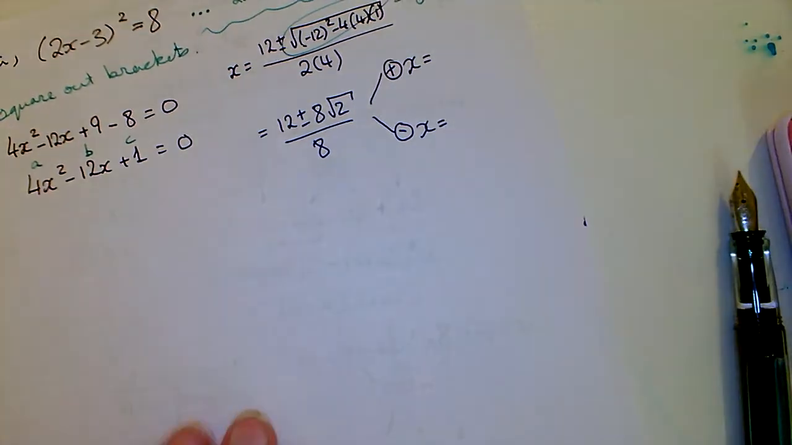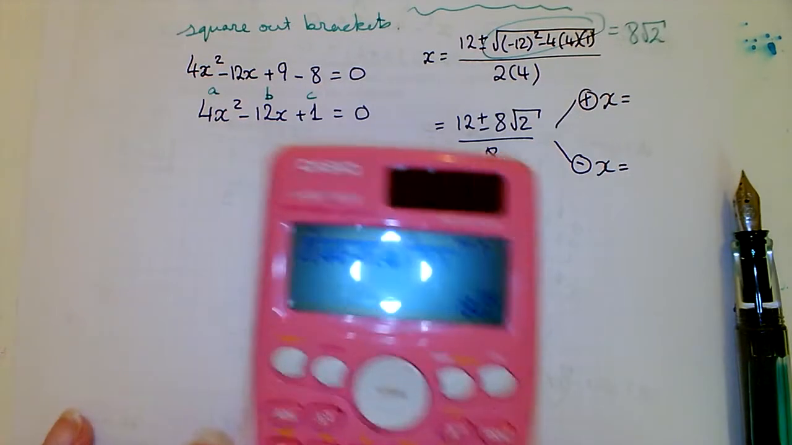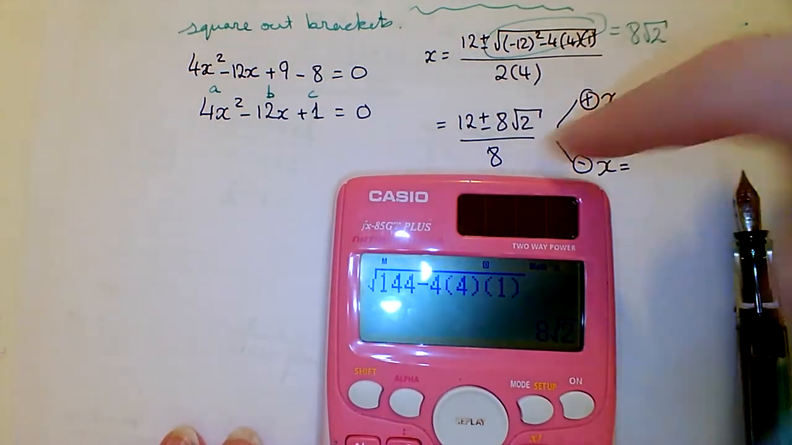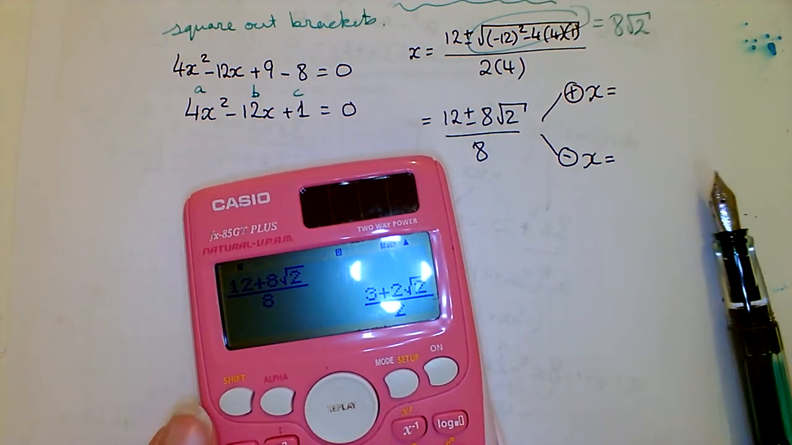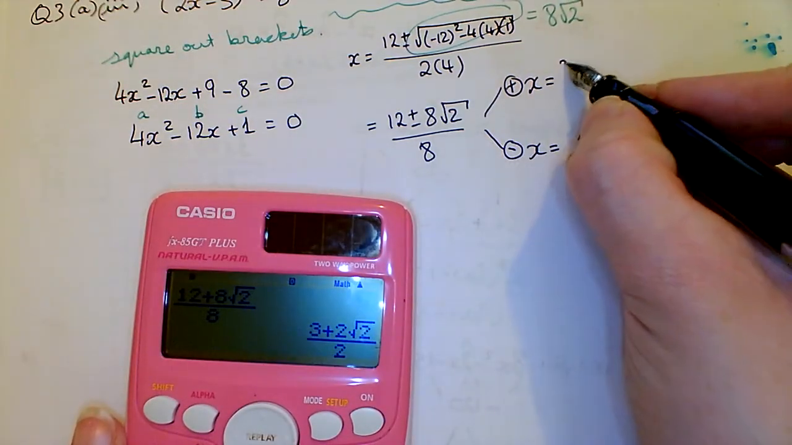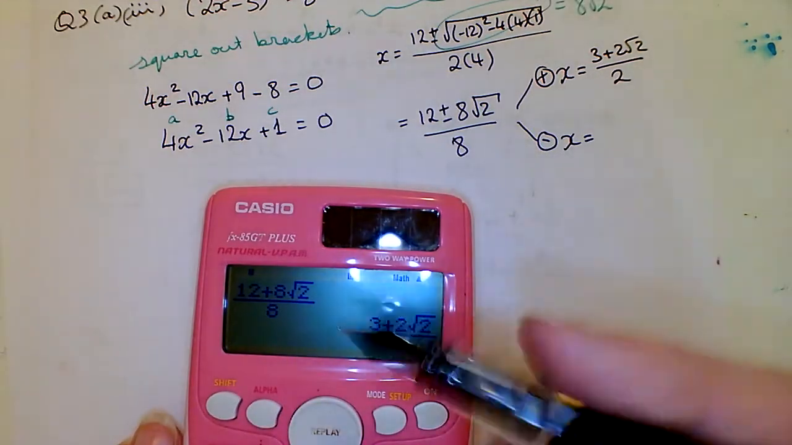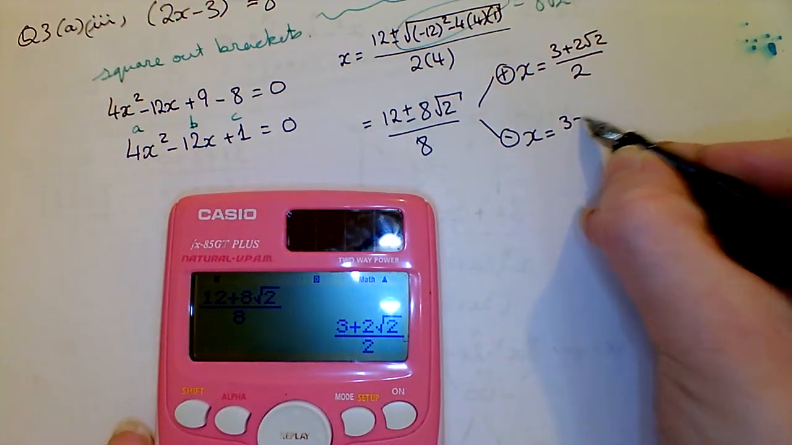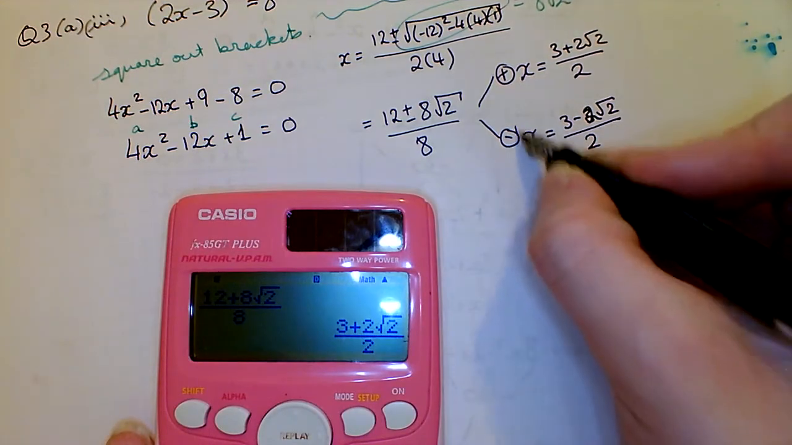x is equal to what? And they've asked us to leave our answer in surd form. But the great thing is the calculator can do all the heavy lifting for us here. So this is not fully simplified. If I type in 12 plus 8 root 2 over 8, the calculator will simplify it to 3 plus 2 root 2 over 2. And it's fine to leave it like that. 3 plus 2 root 2 over 2, or it's the same thing and we just put in a minus in the middle. You can verify it in the calculator. 3 minus 2 root 2 over 2.